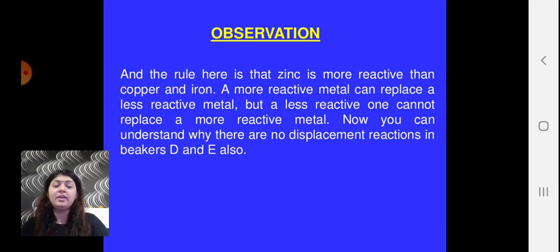See, the rule is here that zinc is more reactive than copper and iron. So a more reactive metal can replace a less reactive metal, but a less reactive one cannot replace the more reactive metal. If you want to remember this, what will you do? You know, in your school, the powerful one wins, correct? You give a place to the powerful person.